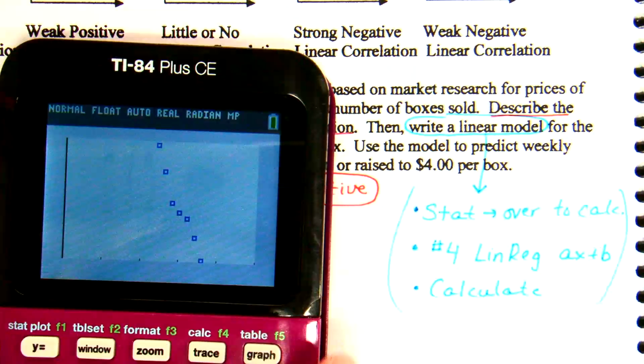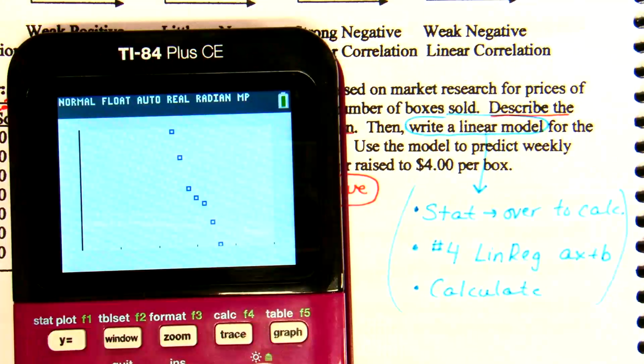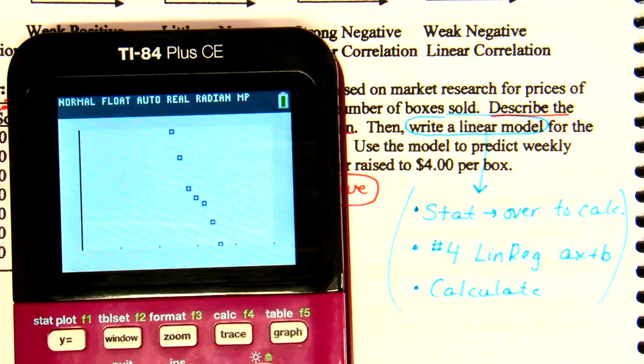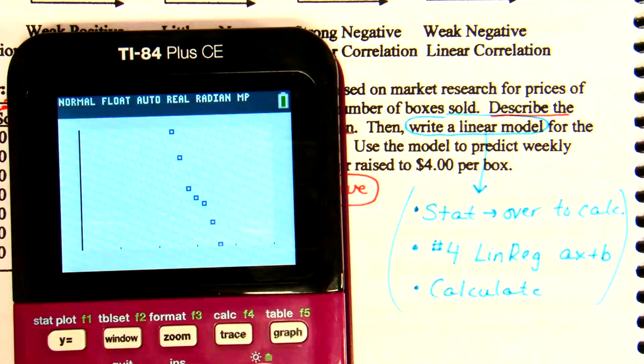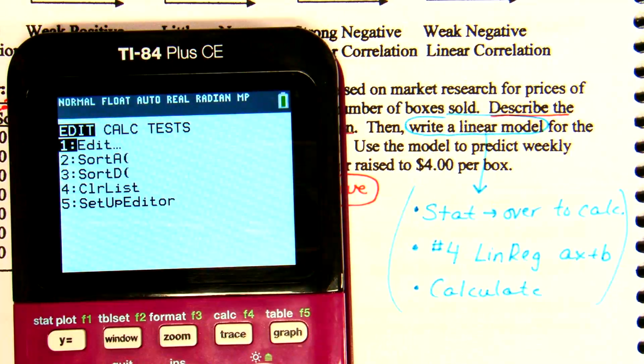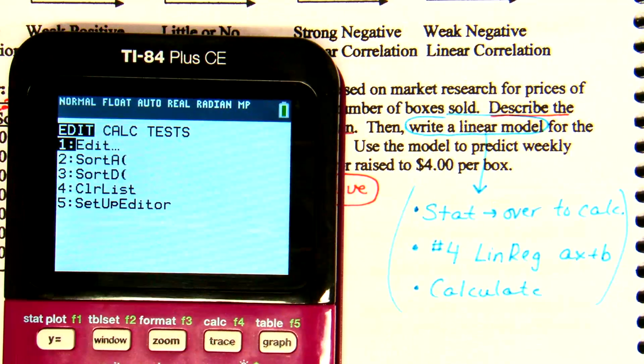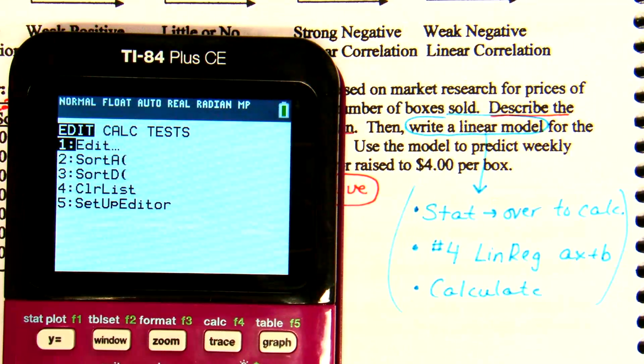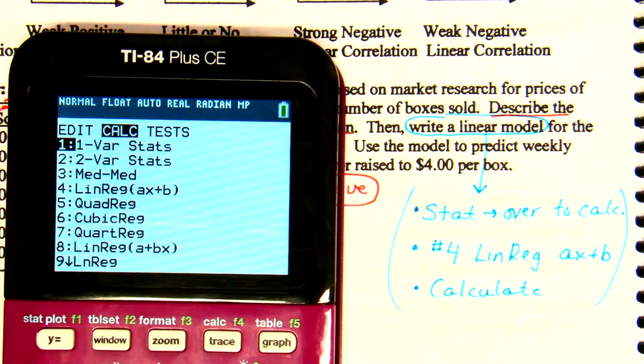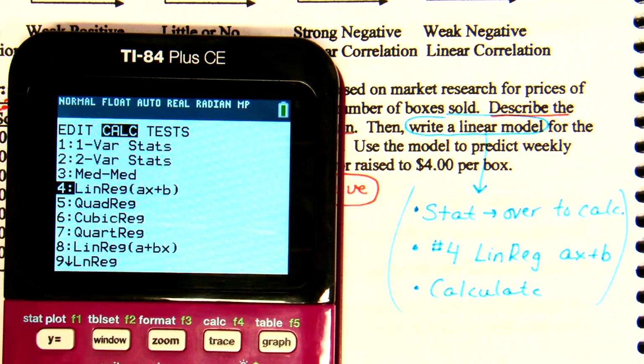Ready to walk through it with me? Are we still writing that stuff down? We good? You guys look good. Okay, so Stat. I said go over to Calc. So instead of just saying enter, I'm going to go one over to Calc. And then notice there's some choices, yes? We're going to go down to number 4, linear regression, which is of the form ax plus b. In other words, kind of like an mx plus b thing. I'm going to hit enter.